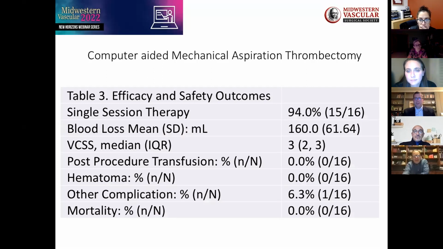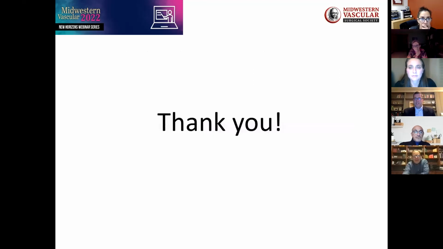And you can see we are 94% successful with single session therapy, minimal blood loss, no hematomas, mortalities, anything like that. So I think it's going to be very important for all of us to hopefully improve our data to use these devices in patients to help prevent worse outcomes down the road. So thank you, MVSS, obviously for letting me talk today, and all my partners for their support with these cases.